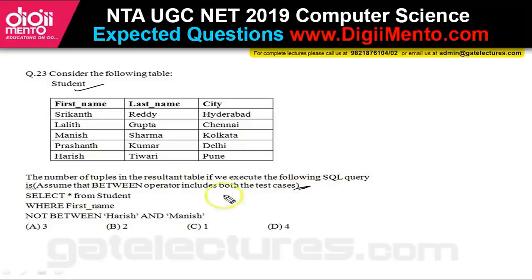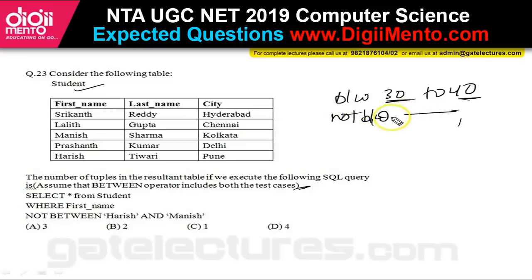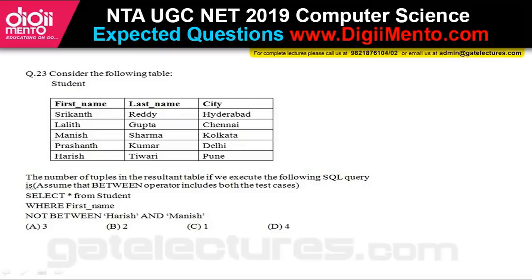Okay, we know that already. In the between operator, both the boundary values are included. Like if I say age between 30 to 40, it means age including 30 and 40. But when I say not between, then boundaries are not included. When I say not between 30 and 40, then it means 31 to 39. At that time boundaries are not included, so that is a different case.